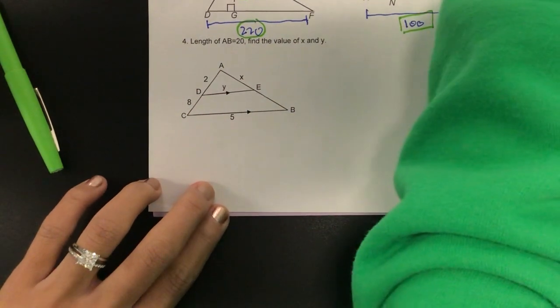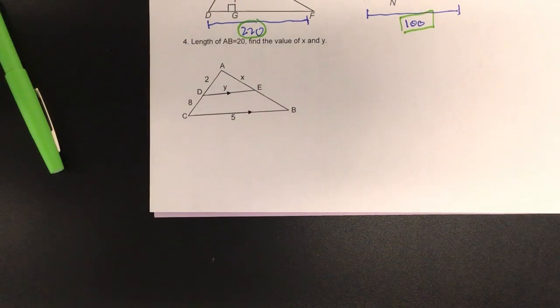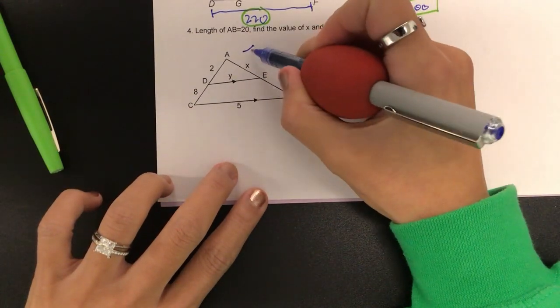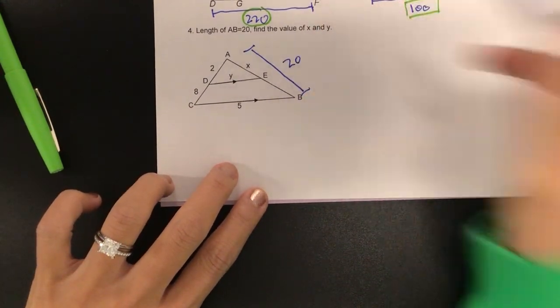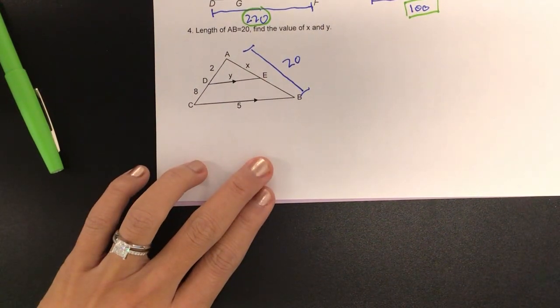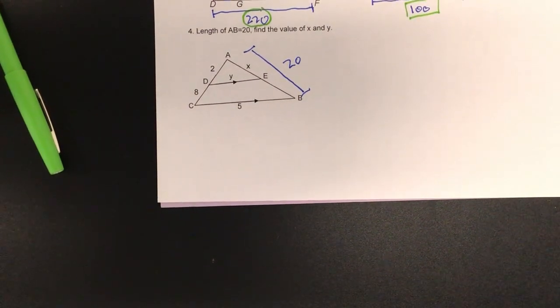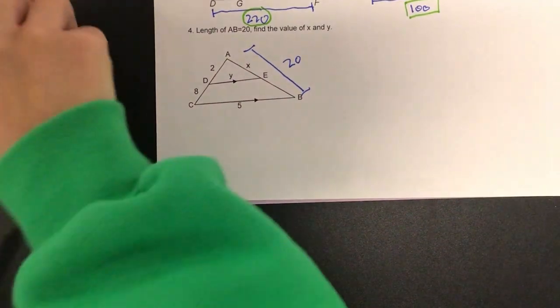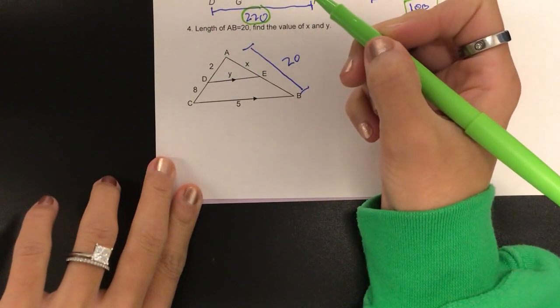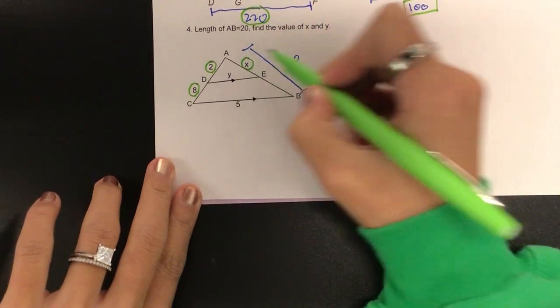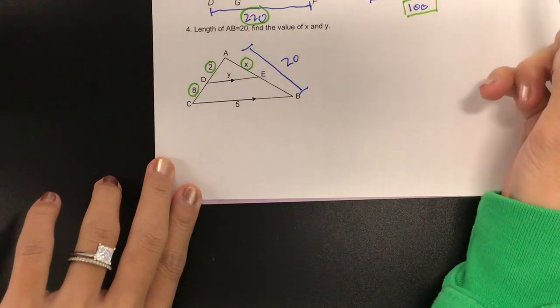Tori, go ahead and read the last part. Length of AB equals 20, find the value of x and y. Okay? So we know if two lines are parallel, let's see what's happening. So my AB, this right here is 20. Fill that in. Because let's think about the parallel parts. We know the parallel parts create the sides to be proportional, meaning I could say 2 over 8 is equal to x over 20 minus x.